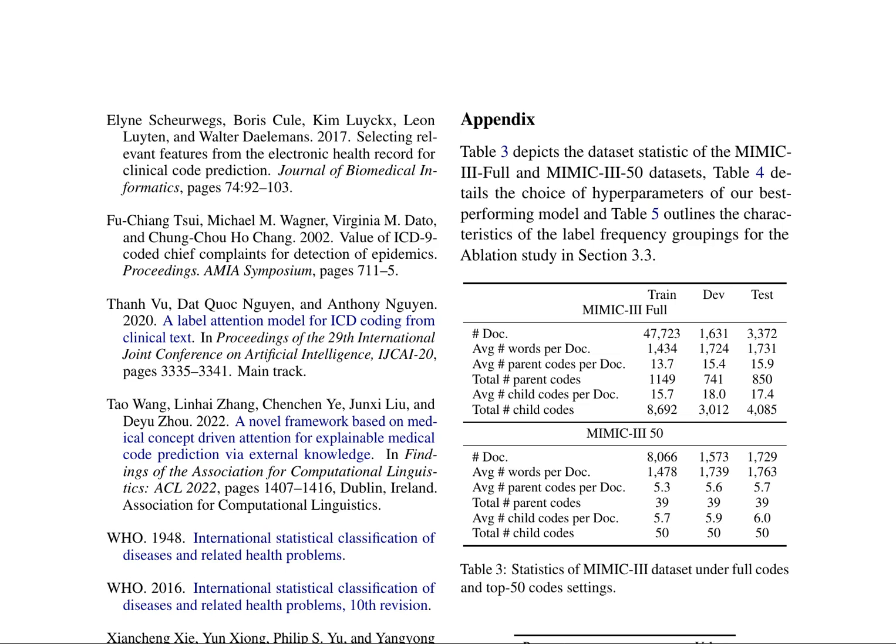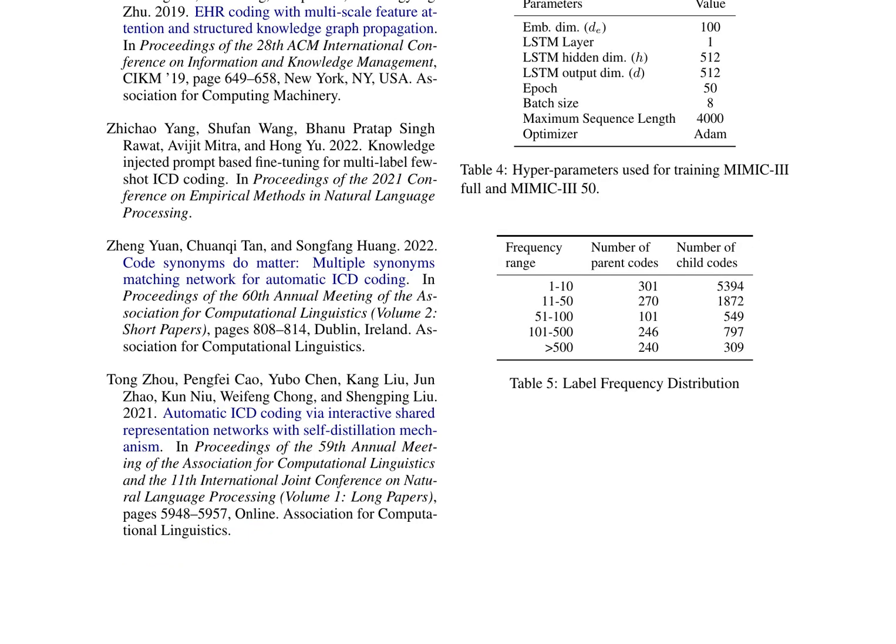The importance of external knowledge injection in ICD coding is also acknowledged, as demonstrated by Yang et al., 2022, and Yuan et al., 2022. Other studies have utilized interactive shared representation networks with self-distillation mechanisms, Zhou et al., 2021, and knowledge-injected prompt-based fine-tuning for multi-label few-shot ICD coding, Yang et al., 2022. This comprehensive overview of related work provides a foundation for understanding the complexities of clinical code prediction.